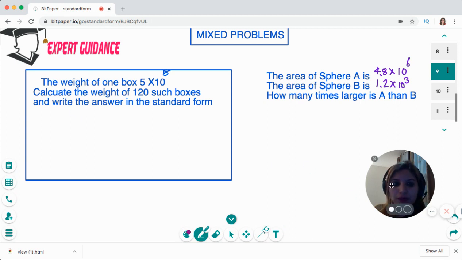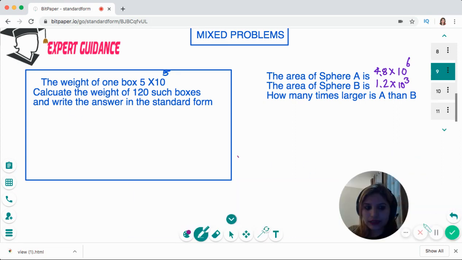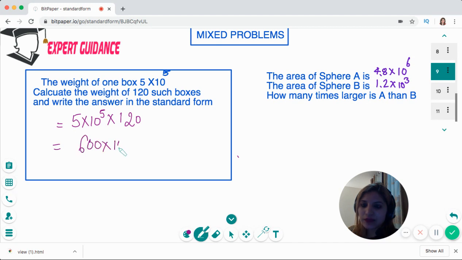Now let us see some word problems on the standard form. So here the question given to you is that the weight of one box is 5 times 10 power 5. Calculate the weight of 120 such boxes. So we know that if one box is 5 times 10 power 5, then 120 such boxes will be multiplied by 120. We can multiply 120 times 5 gives 600 times 10 power 5. Now we need to put that into a standard form, move the decimal two places to the left. So the answer would be 6 times 10 power 7.